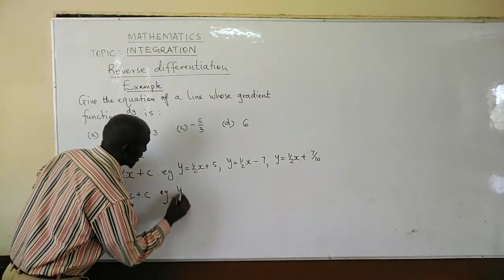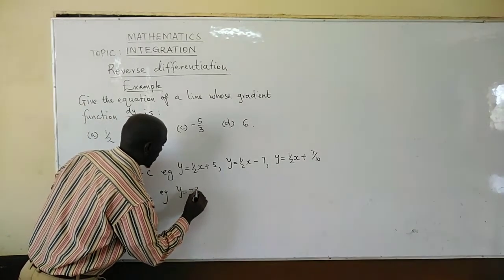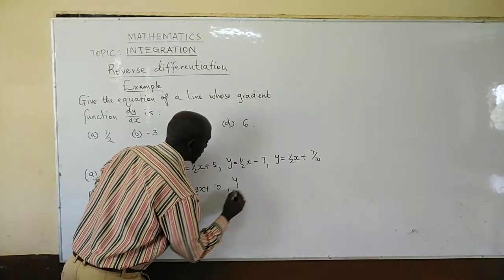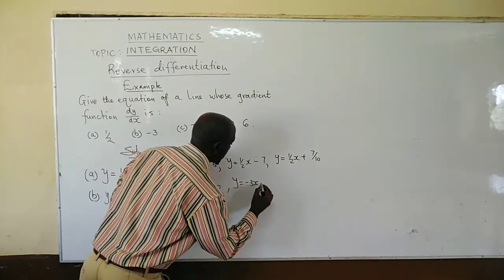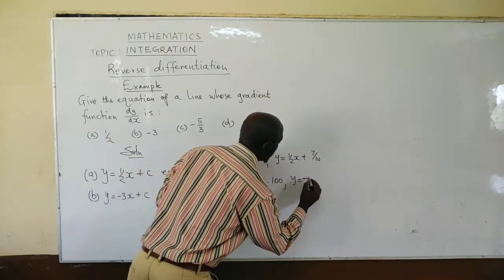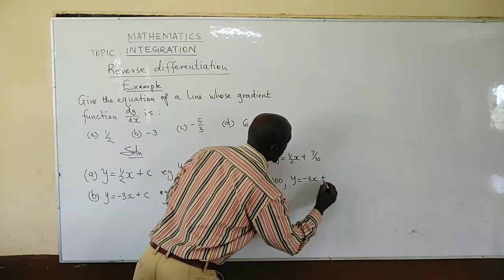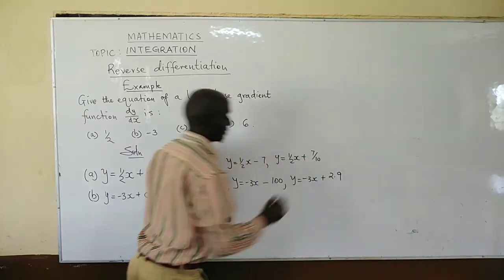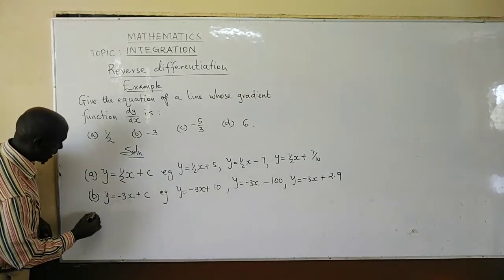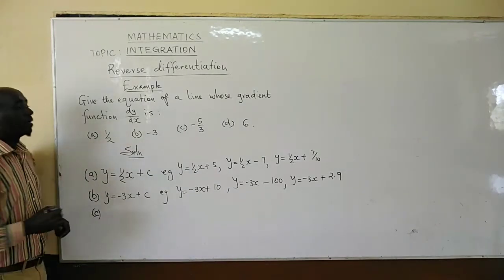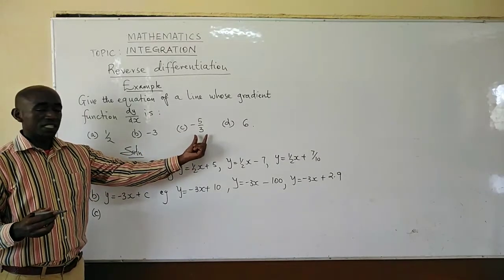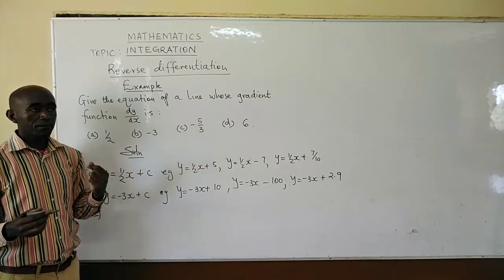So it can be y is equal to negative 3x plus 10, y is equal to negative 3x minus 100, y is equal to negative 3x plus 2.9. It can even be a decimal. Then the third one: find the equation of a line whose gradient function is negative 5 over 3.